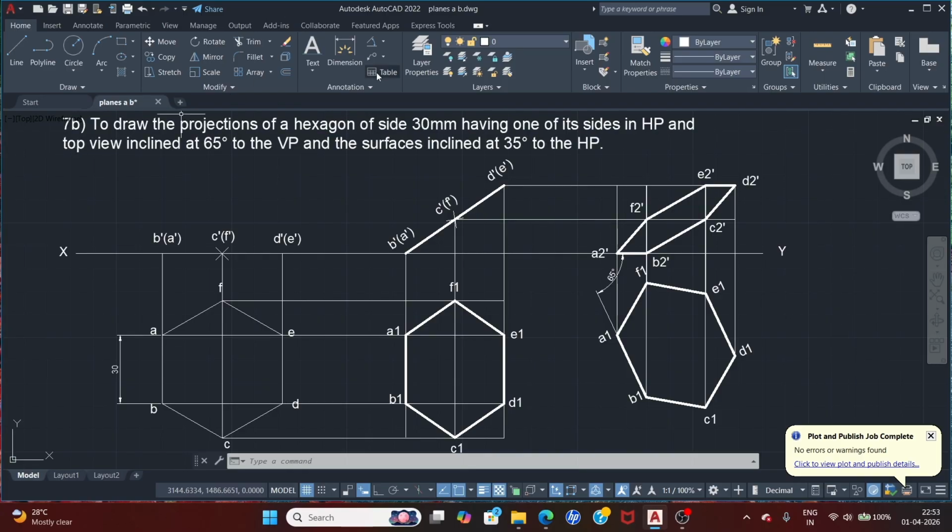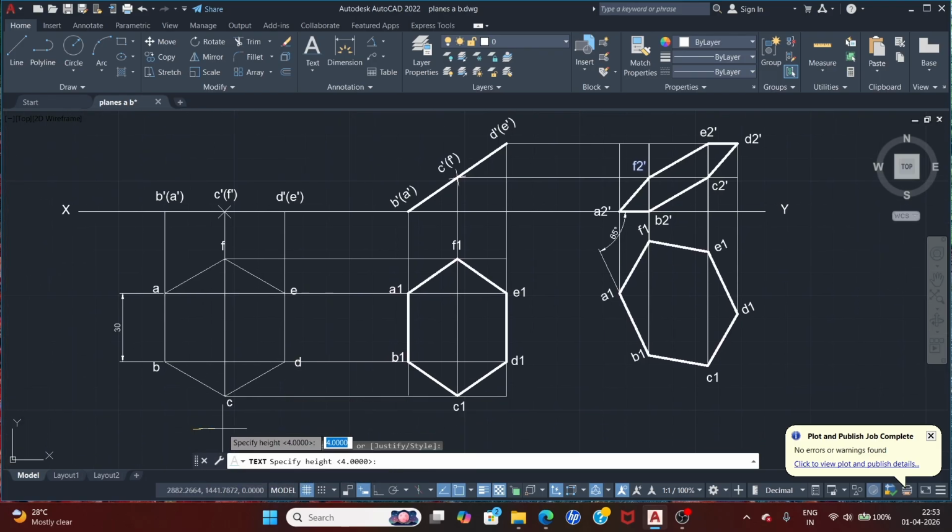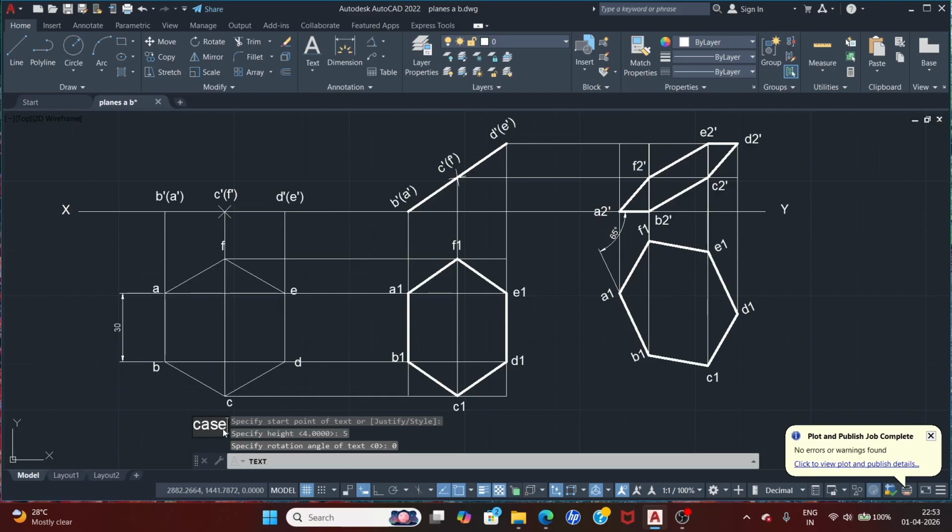Okay. So now the first case, this is the first case drawing. First we need to start the drawing at the top view. Why? Because the space angle is with respect to HP. So if it is HP, you have to start the drawing at the top view. And next, case 2 is the straight line. And next, case 3 is the inclined line.